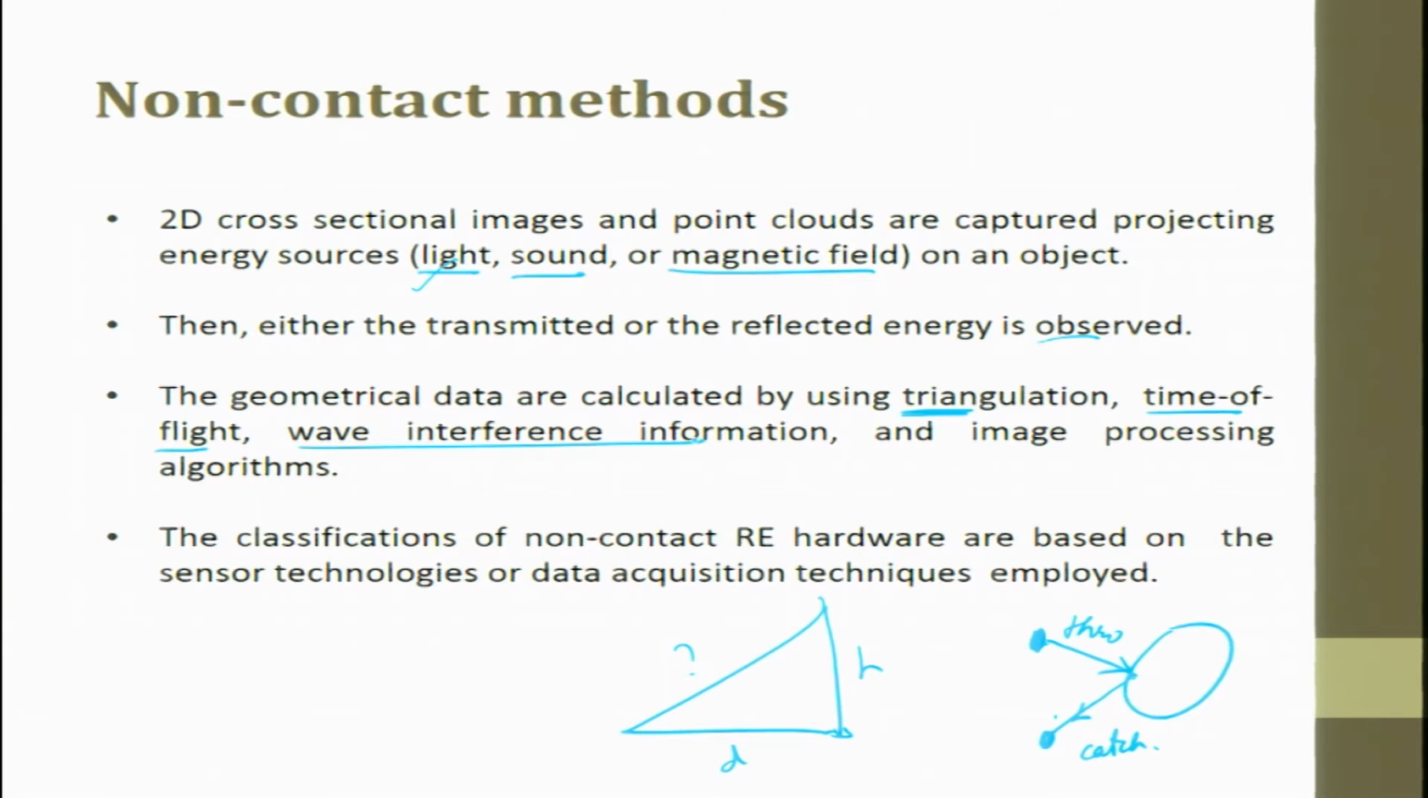Here what we do is create an interference pattern, and that pattern strikes the surface, and the reflection is taken and counted, and several other image processing algorithms are used. The classification of non-contact RE hardware is based on the sensor technology or data acquisition technology. Non-contact methods. I would like to draw the schematic diagram.